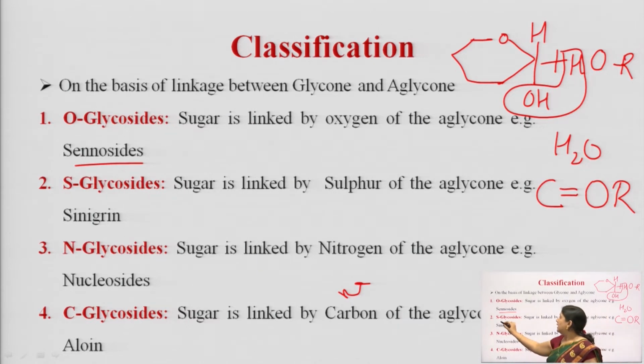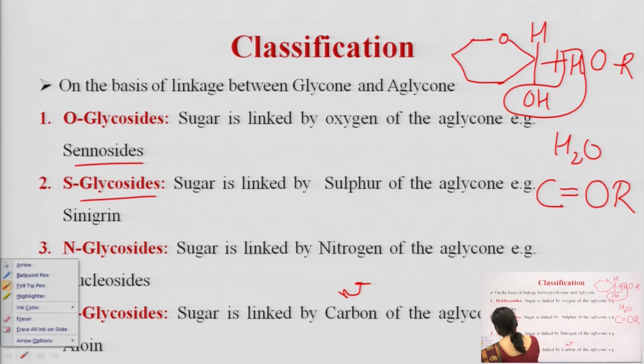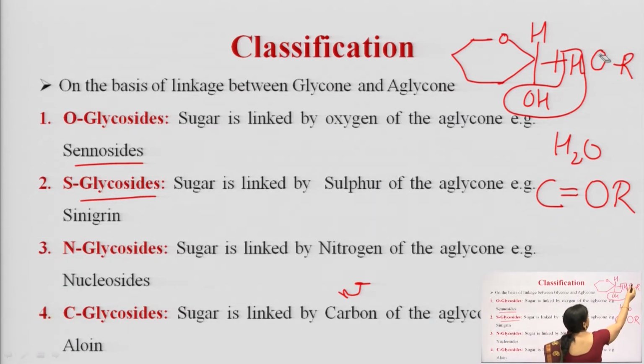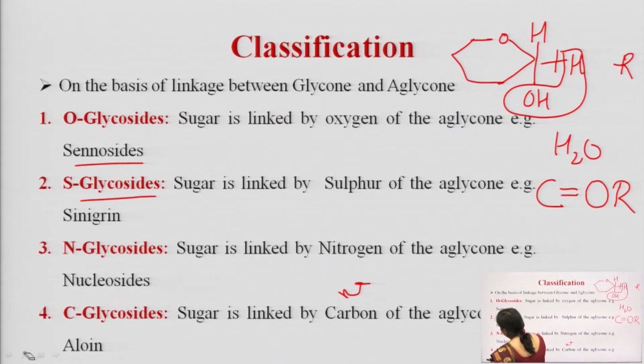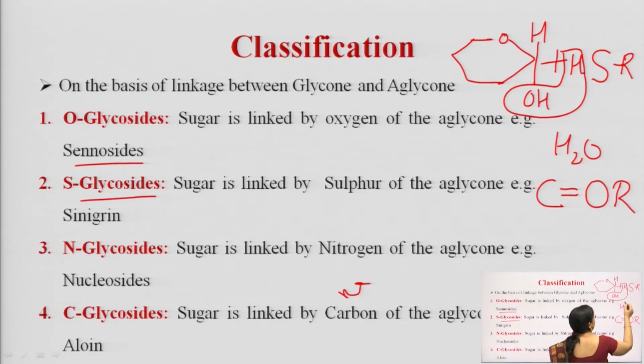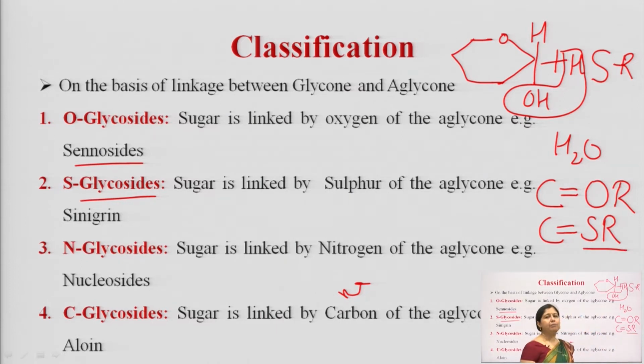The second one is the S-glycoside. So, if I take this same example, if I replace this O with the S, if I write here S, okay. So, what happens is that this bonding now becomes like this. Okay. So, what is happening? Oxygen has been replaced by sulfur. So, here the aglycone is having a sulfur group and the binding is taking place at the sulfur end. That is why it is known as the S glycoside, and the example is sinigrin.